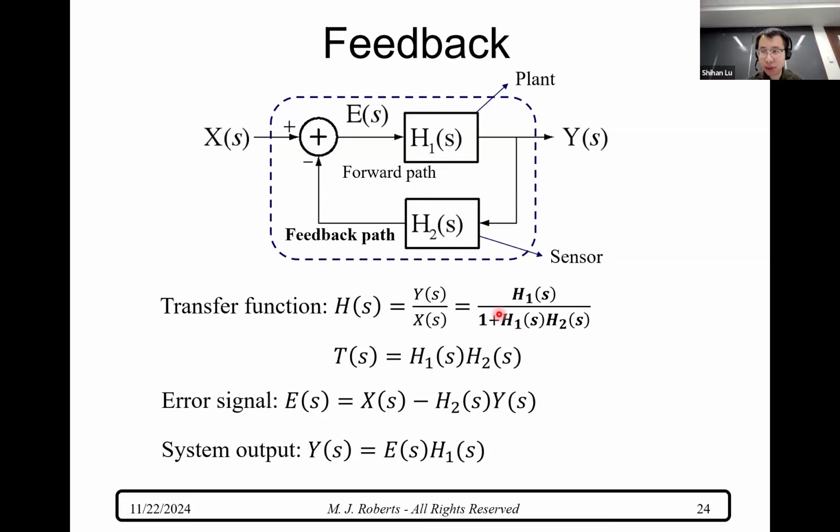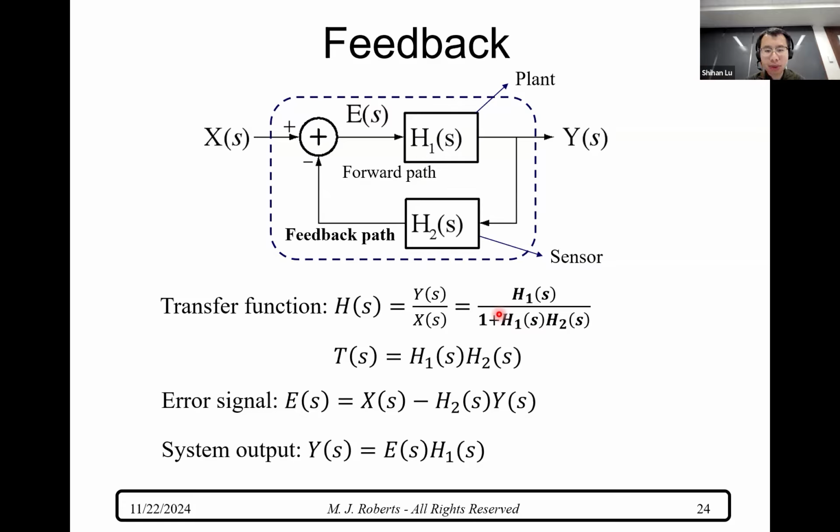T of S equals H1 of S times H2 of S, and we call T of S the loop transfer function. Simply the term that we use to define this expression. And next is the error signal.